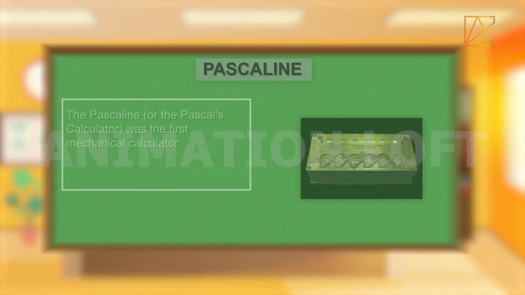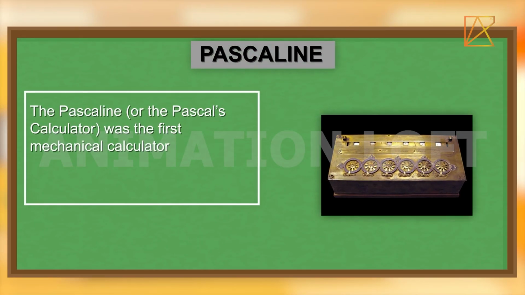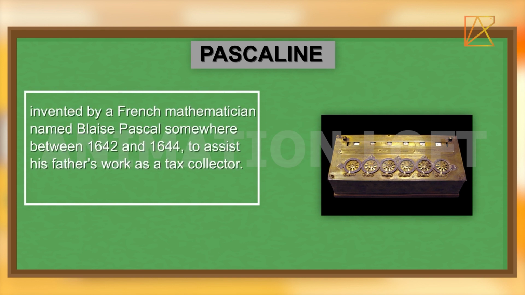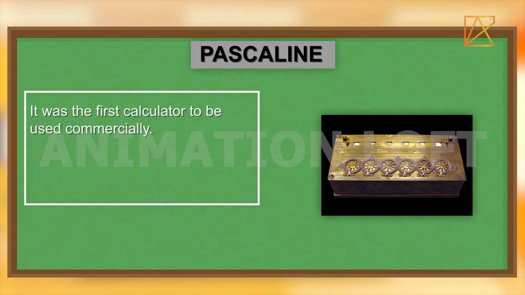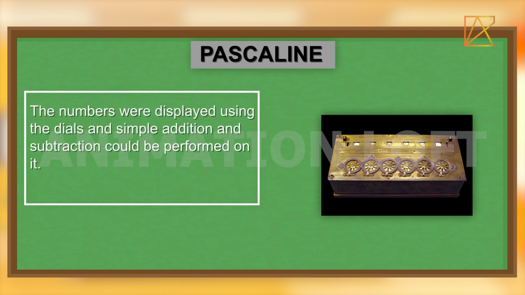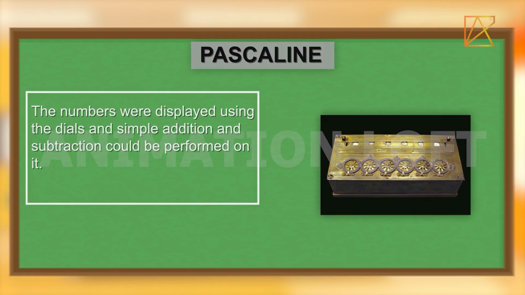Pascaline. The Pascaline, or Pascal's calculator, was the first mechanical calculator, invented by a French mathematician named Blaise Pascal somewhere between 1642 and 1644, to assist his father's work as a tax collector. It was the first calculator to be used commercially. It used gears, wheels and dials to work. The numbers were displayed using the dials and simple addition and subtraction could be performed on it.